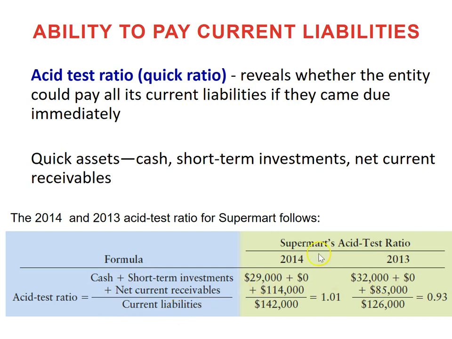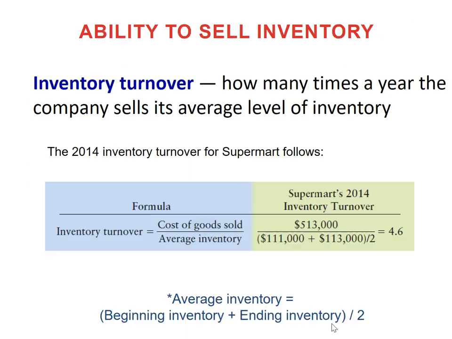If you compare Supermart's 13 to 14 acid test or quick ratio, you will see that it actually increased, which is good for this company. Now another ratio that tells you your ability to sell inventory is called the inventory turnover ratio. It explains how many times a year the company can sell its average level of inventory. And remember, the higher the ratio, the better it is for the company.